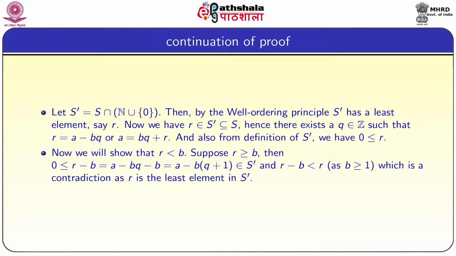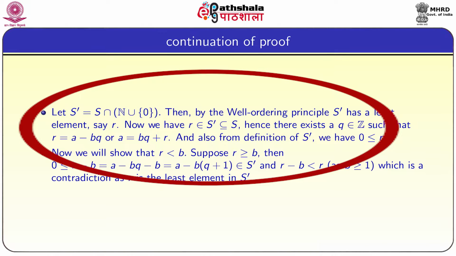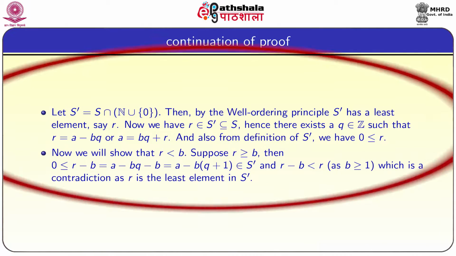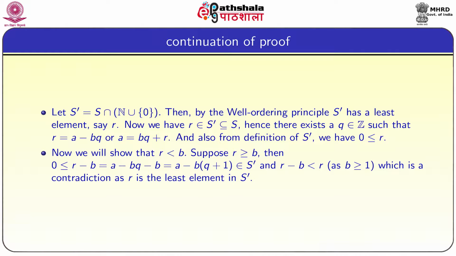Then by well ordering principle, S dash has a least element, say r. As we proved, well ordering principle is also true for non-negative integers. Now, r belongs to S dash and S dash is a subset of S. Hence, there exists q belongs to Z such that r is equal to a minus bq, that is from the definition of S, or a is equal to bq plus r. So, we got the required equality, that is a equal to bq plus r.